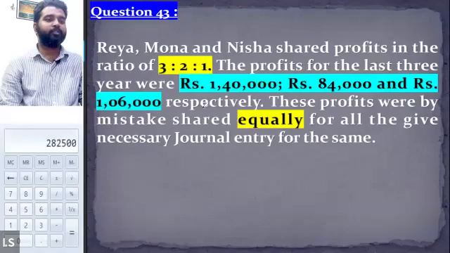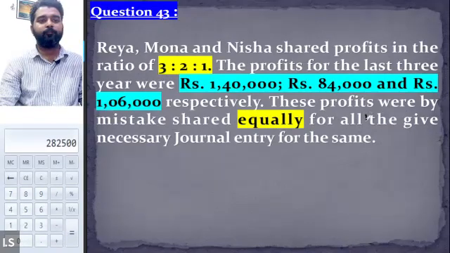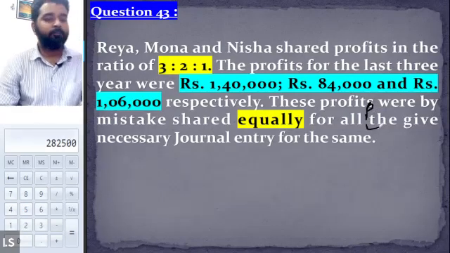Were by mistake shared equally for all the partners, give necessary general entries. So by mistake I have not written partners here. For all the partners you can write partners here.